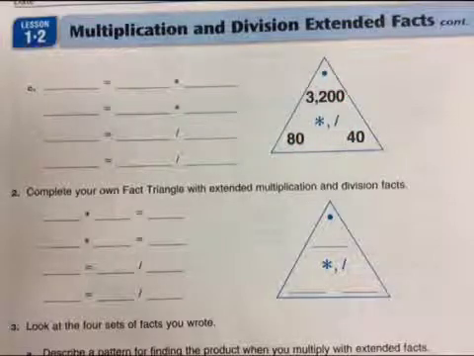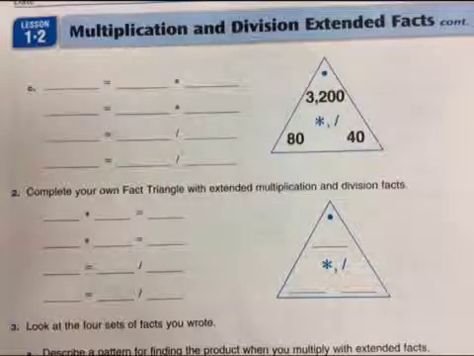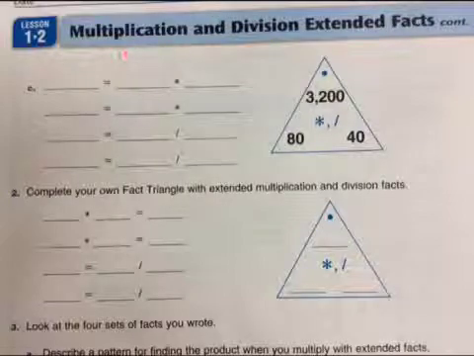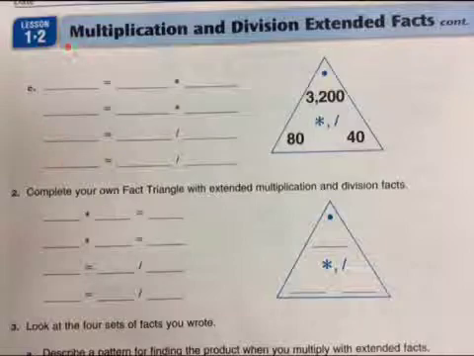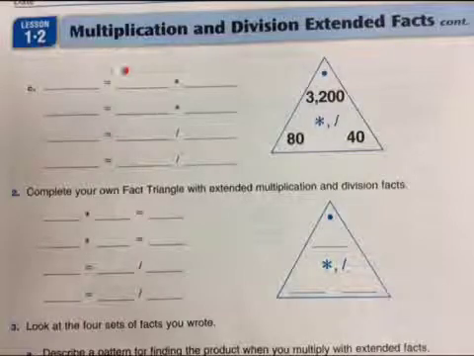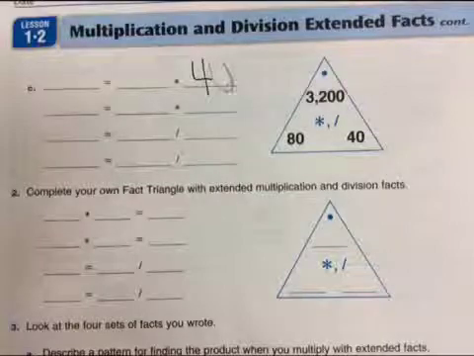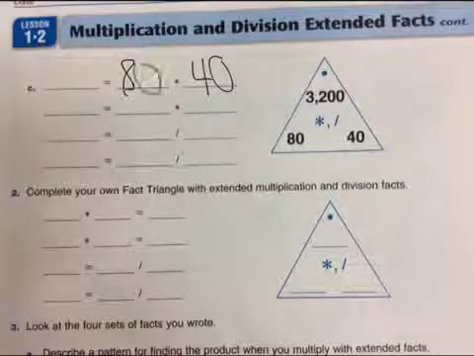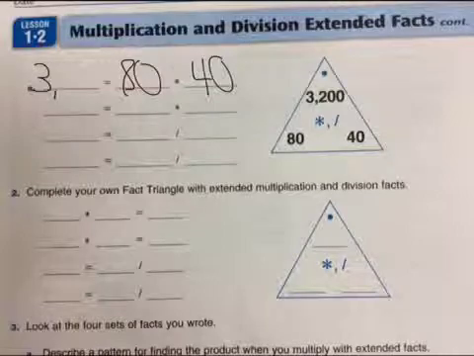So go ahead and write those down right here. Make sure that you line up the numbers properly to where they're supposed to be. For example, this is where the product, or the dividend, or the quotient will go. So make sure that you write the factors on this side. Okay? For example, answer 1 would be 40 times 80 equals 3,200.